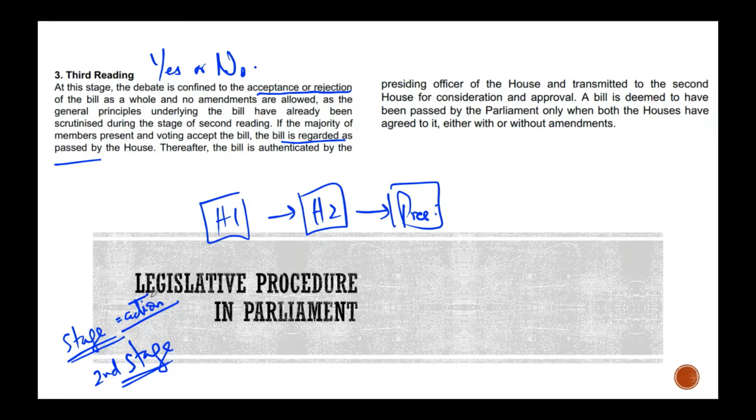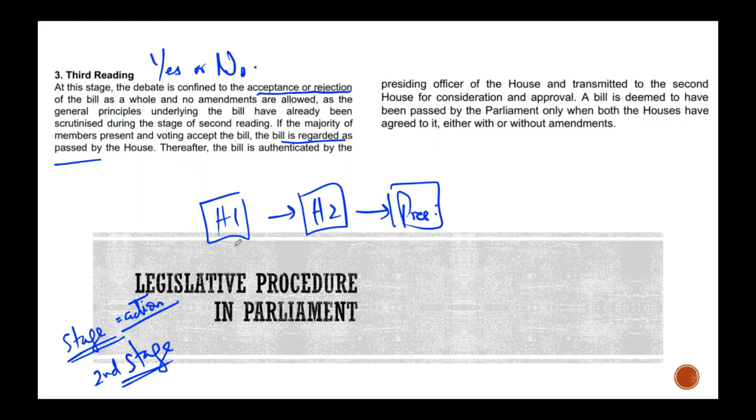Third stage, it is only going to be whether we're accepting or rejecting. Basically, it's about voting. Okay, the first stage is only about introduction. How do you introduce? Okay, gazette notification, things like that. So the most important stage, or the most time consuming stage, or the most action packed stage is going to be your second stage.